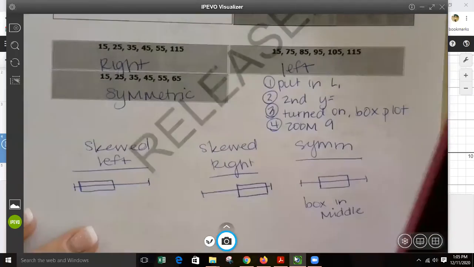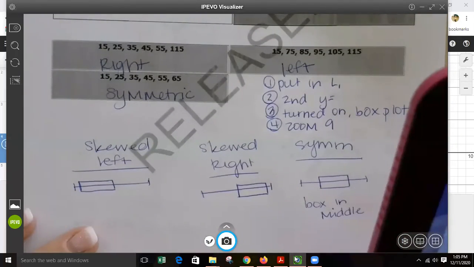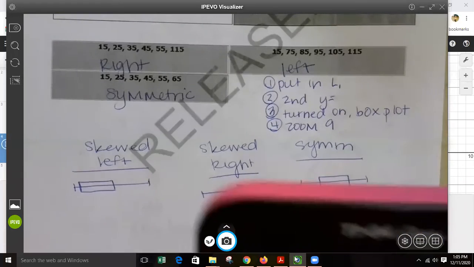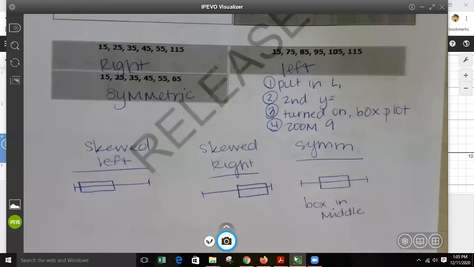Ooh, what'd I do? Did I screw it up? It's because I didn't modify it again. Sorry, y'all.